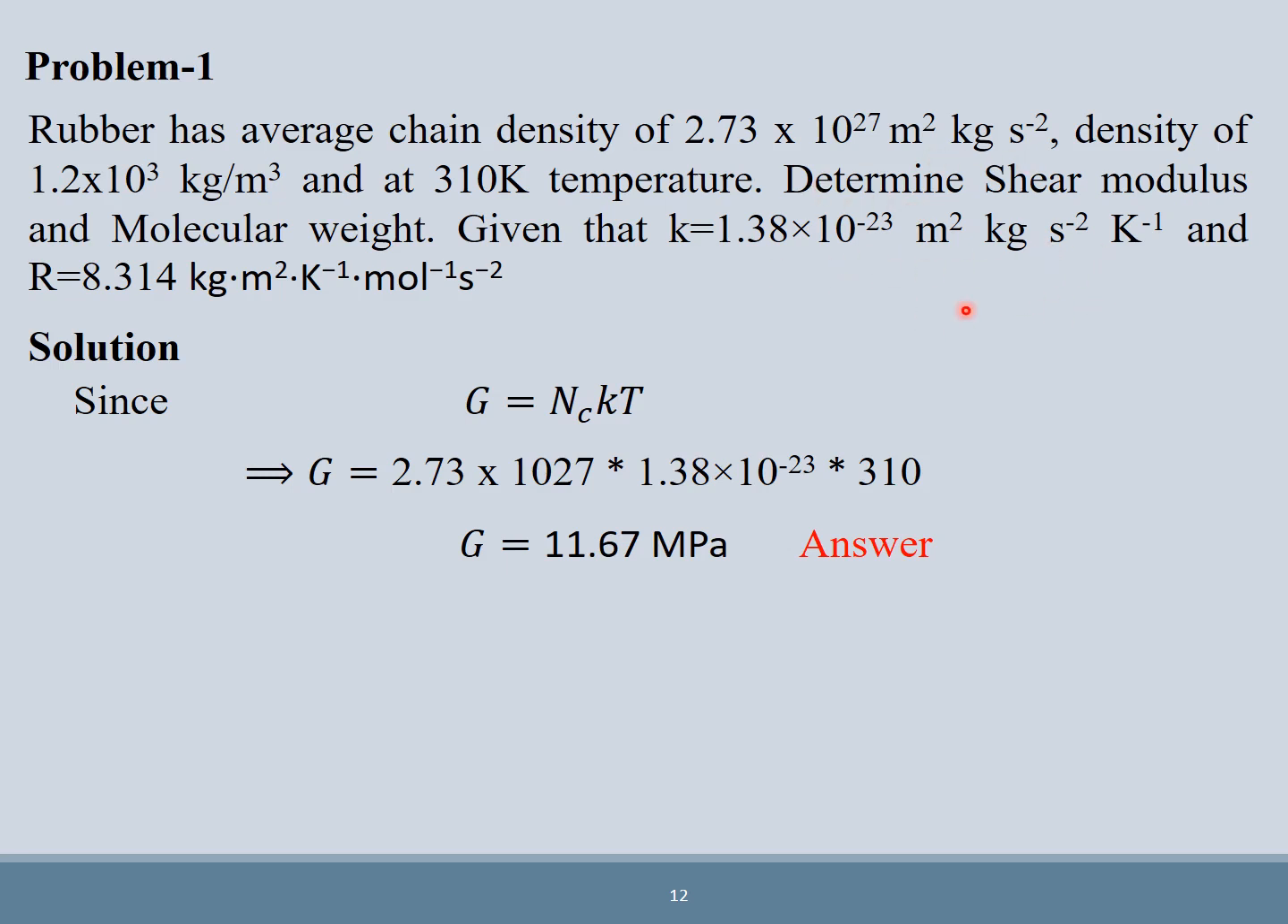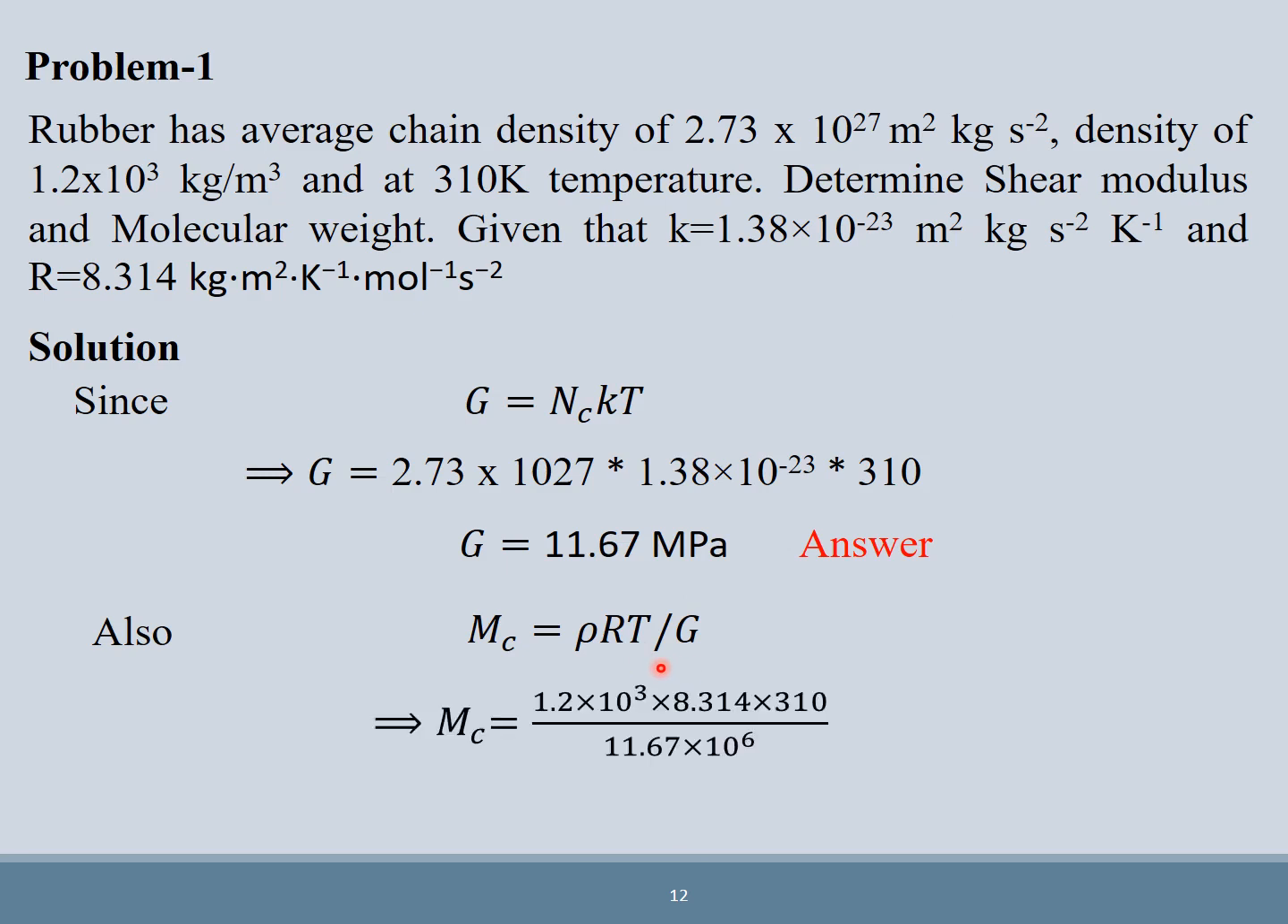Okay, now the second part is molecular weight. So we know the formula rho RT upon G, and just replacing the values here. Rho is 1.2 times 10 to the 3, 8.314, 310, and G is what we have calculated here, 11.67 times 10 to the 6. By solving it, we get MC, that is kilogram per mole.